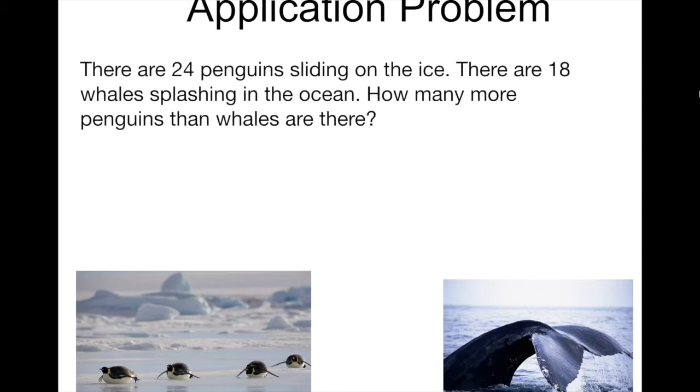Our application problem says there are 24 penguins sliding on the ice. There are 18 whales splashing in the ocean. How many more penguins than whales are there? So I'll give you a second to think about how you might set up this problem.